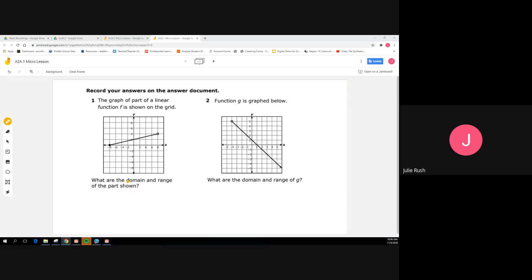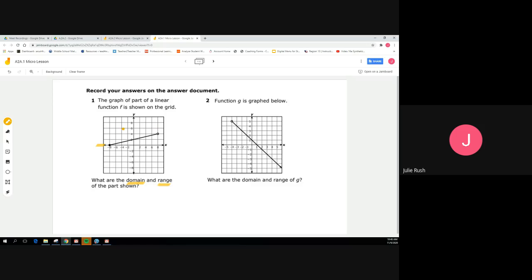Well, let's first talk about domain and range. So domain are all the x values that make a function true, and range are all the y values that make a function true. So we're going to look at the domain first. And so domain is all your x values. So you're going to want to look here on your x-axis.